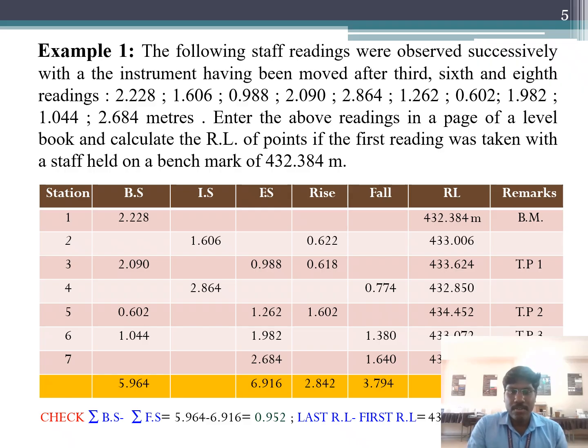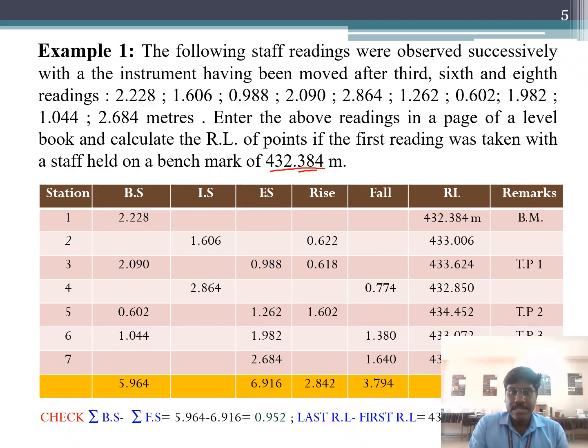Here the benchmark value is given as 432.384. The survey started with this benchmark value. So how can we calculate the RL of each staff reading? First you write the station. The station points depend upon our need, followed by backside, intermediate side, foresight, rise, fall, reduced level, and remarks.